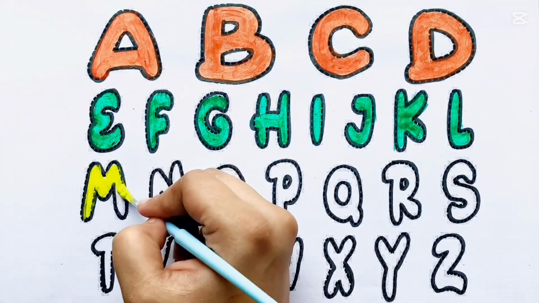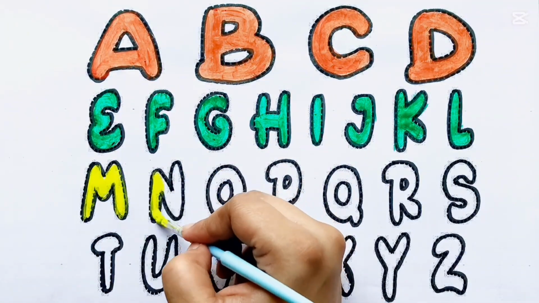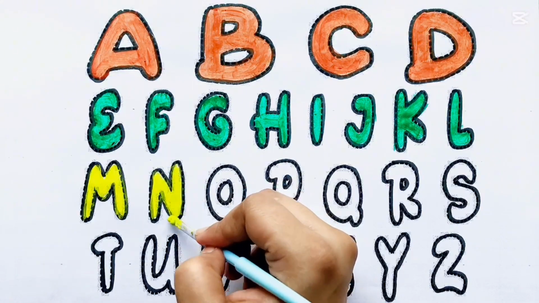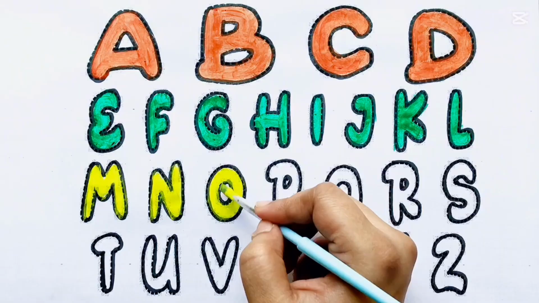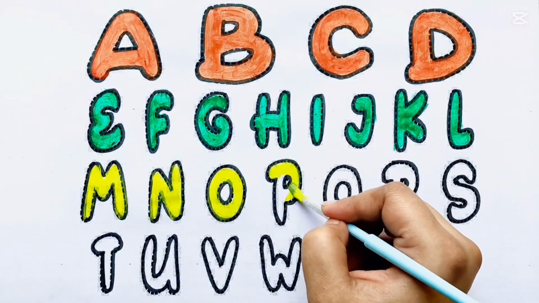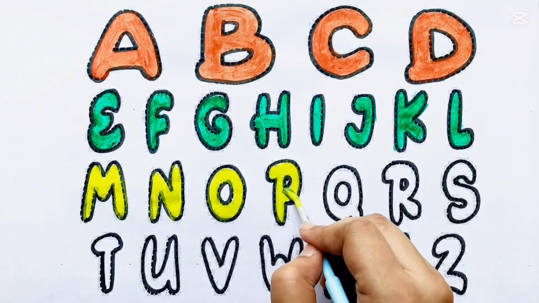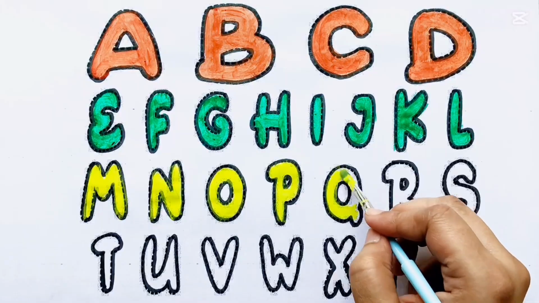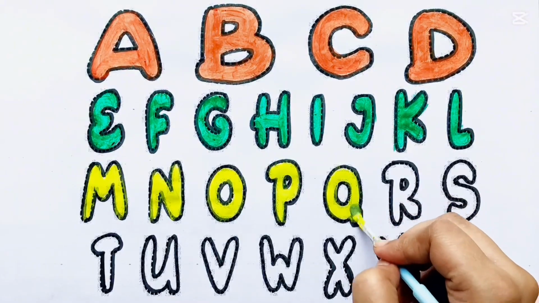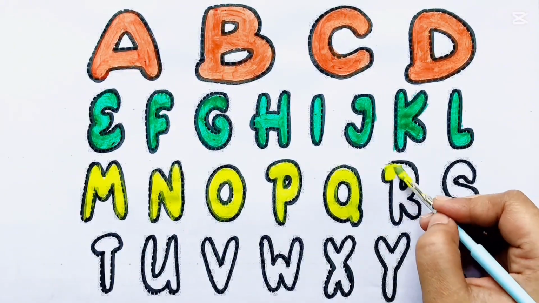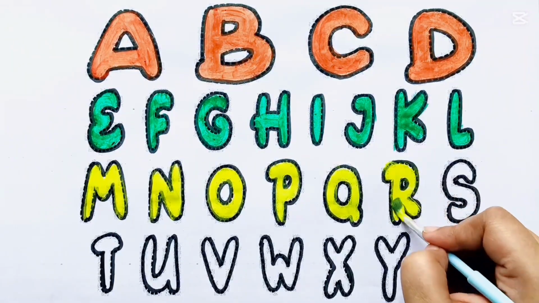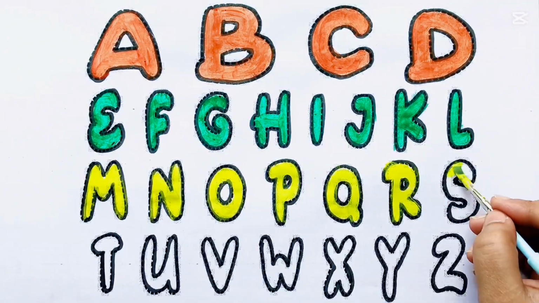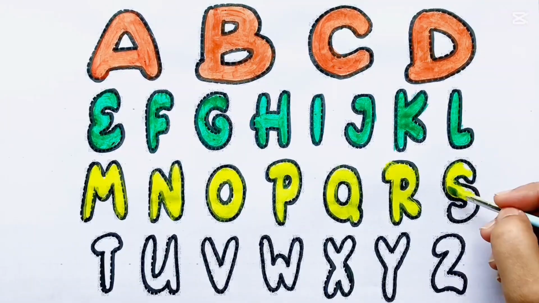Yellow color. M for monkey. N for nest. O for octopus. P for pig. Q for queen. R for rainbow. S for sun.